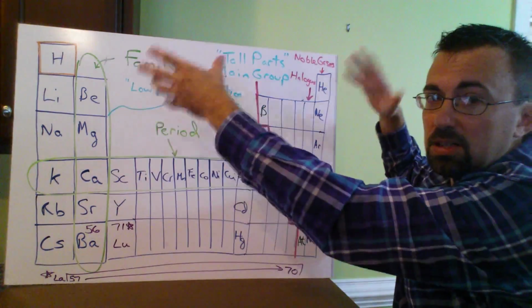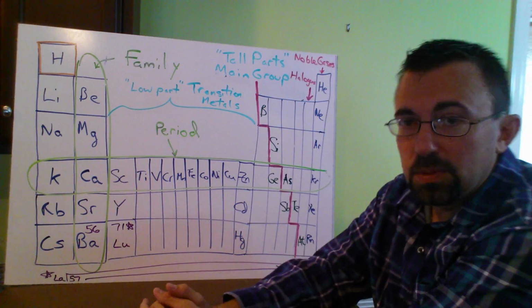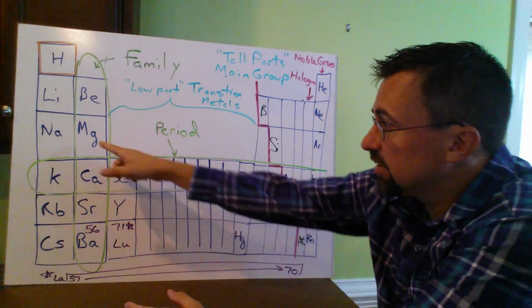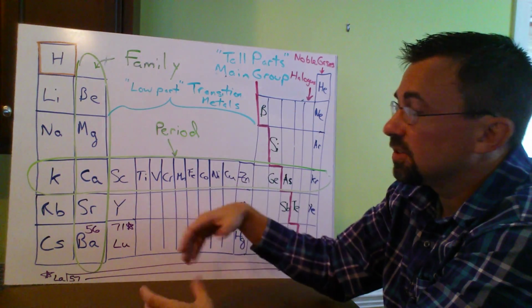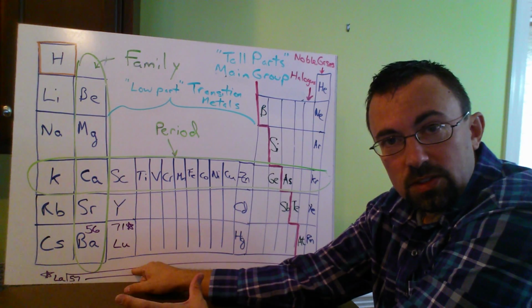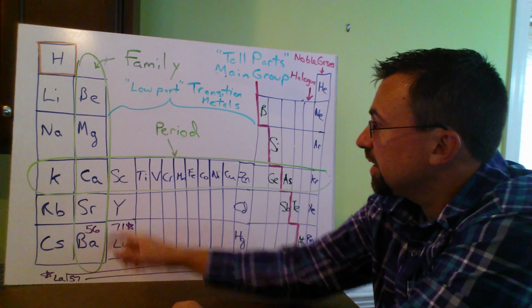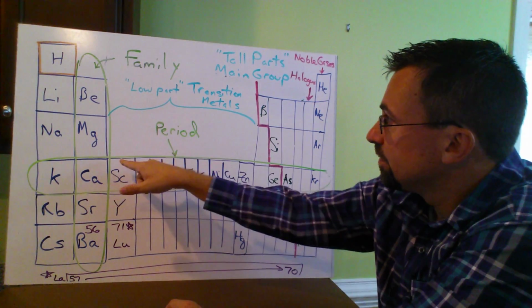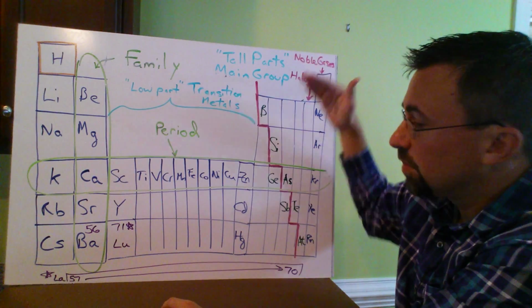The 2 tall parts are called the main group. The low part that transitions between the 2 tall parts is called the transition metals. And sometimes these ones at the bottom are called the inner transition metals. So the transition metals are this low part, and then the tall parts are the main group elements.